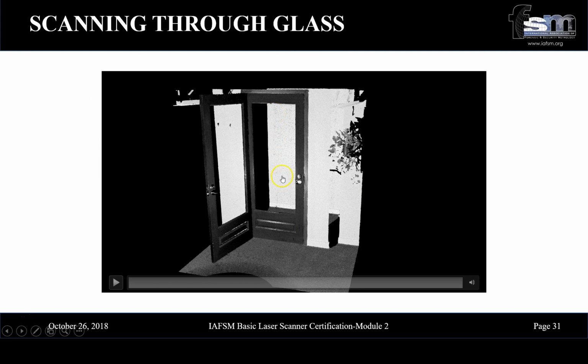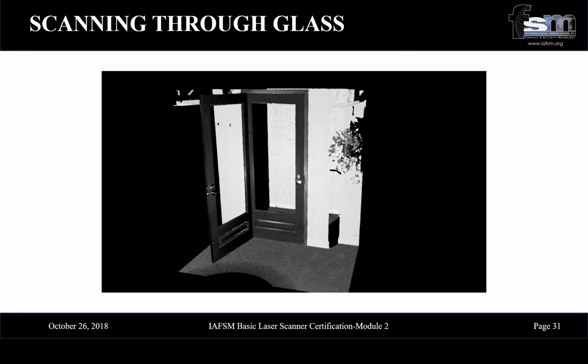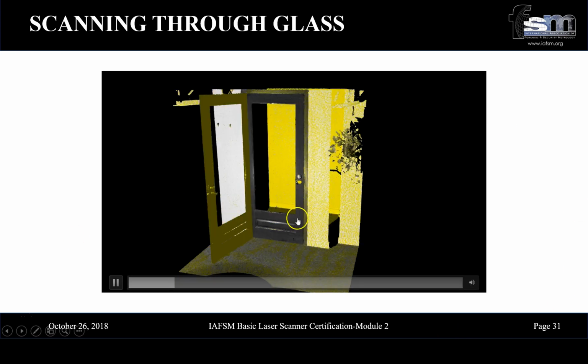So in one scan, the door is closed and it has glass here, and I've scanned the wall back here through the glass. What I'm looking to see is, if I have the door open and I scan the wall, and then I have the door closed and I scan the wall through the glass, what is the effect of the glass? What is it going to do to my points? So let's play this here, and I'll walk you through what it's showing. You can see this is the scan of the door.